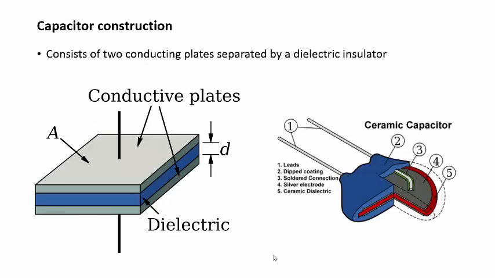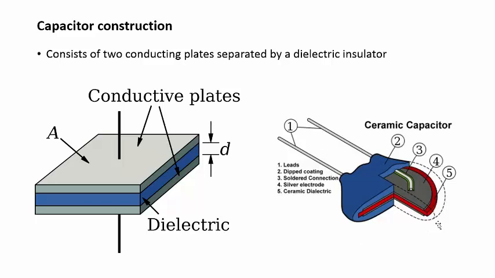So let's talk about capacitors first. This is a cartoon of generic construction of a capacitor. It consists of a conducting top plate and a conducting bottom plate, and in between is a dielectric or insulating material that's been sandwiched in between the conducting plates. This part right here represents the wires going in and out of the capacitor.